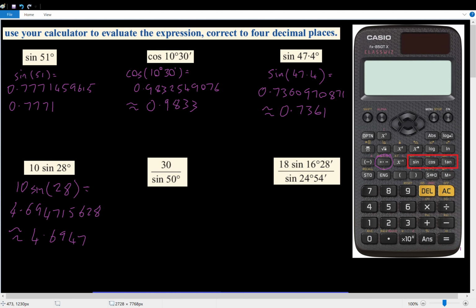Right, for our next one, we've got a fraction involved, which makes it a little bit less convenient, but not impossible to do. We have 30 over sine 50. Now you could, if you wanted, put in 30 divided by sine 50 into your calculator, and that'll work just fine. So that could be rewritten as 30 divided by the sine of 50. But since our calculator will deal with fractions, there's no point in doing that. We can go the other way.